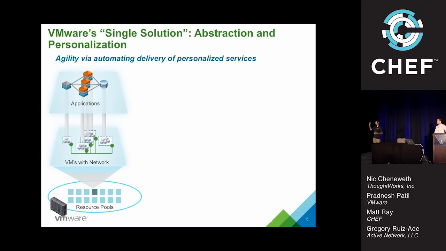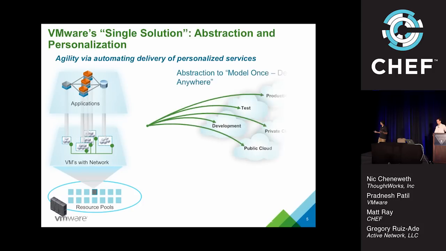So as a VMware, when it comes to automation, the mantra that we follow is model once, deploy anywhere. And I said it, deploy anywhere. So once the modeling is done, and I'll show you in a bit how we do that modeling, you can deploy it anywhere. It can be deployed on your test, dev, production environments, or it can be deployed on your vCenter-based internal private cloud, or even on the public cloud like AWS, Microsoft Azure.